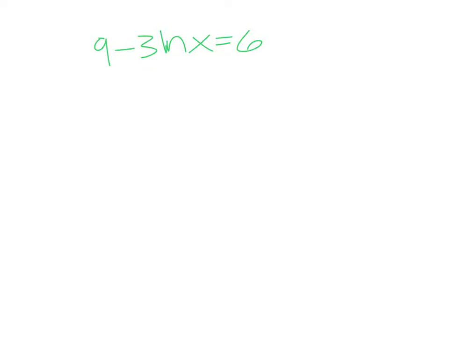That's supposed to be natural log, yeah. Subtract 9, so we'd have negative 3 natural log of x equals negative 3. Divide by negative 3, so we'd have the natural log of x equals 1.